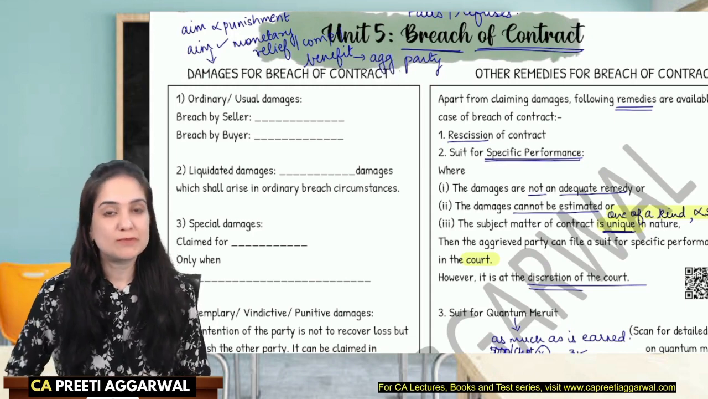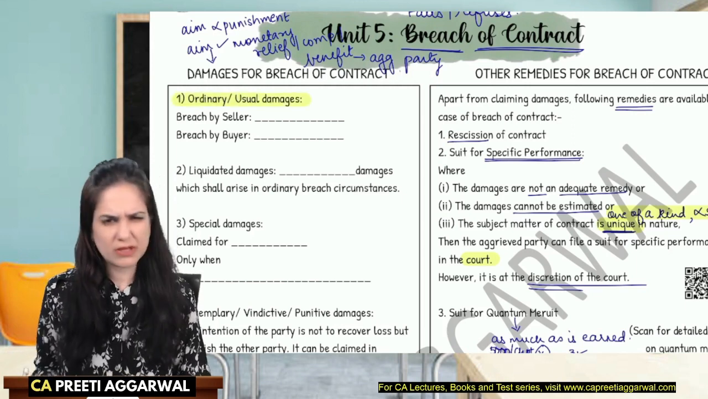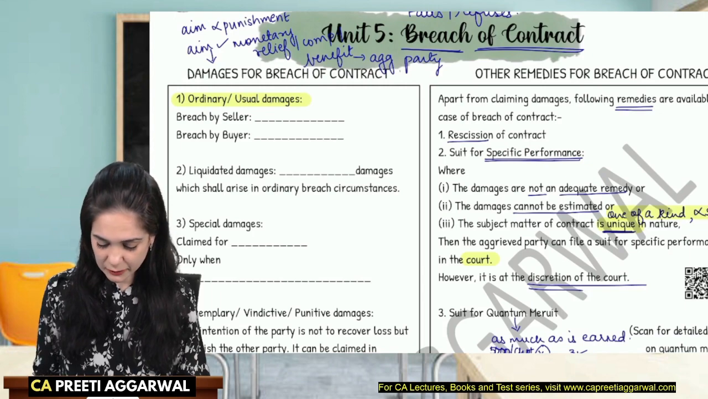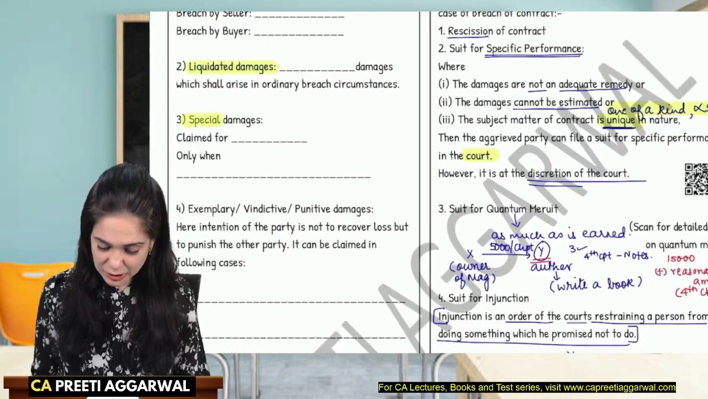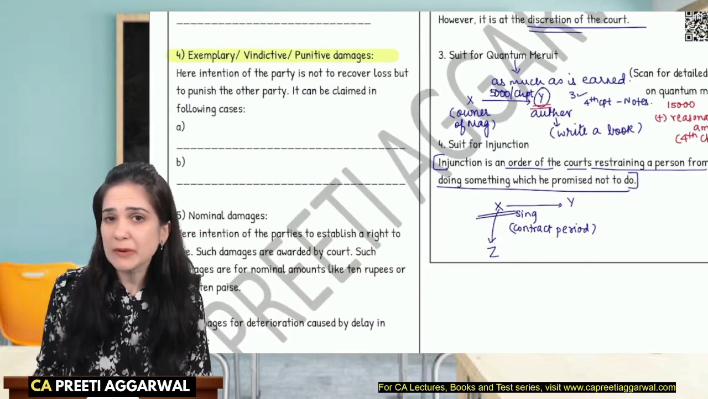What are the different types of damages? We have ordinary damages or usual damages. We have liquidated damages, special damages, and exemplary, vindictive, also known as punitive damages. These are disciplinary damages.